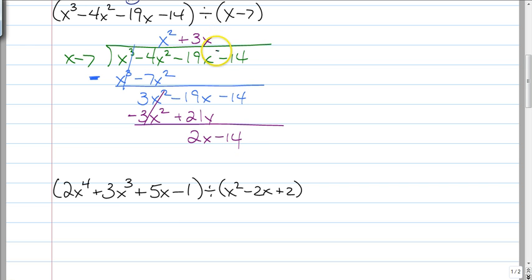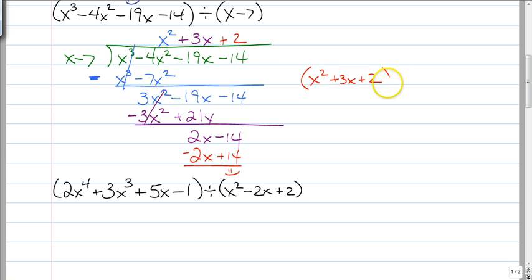So we're going to ask ourselves, x times what gives us 2x? The answer is 2. So 2 times x is 2x. 2 times a negative 7 is a negative 14. Again, if you're subtracting, this is going to become a minus and that's a plus. So that's going to give you no remainder, again, which is a good thing. So you're good for this problem. The answer is x squared plus 3x plus 2.